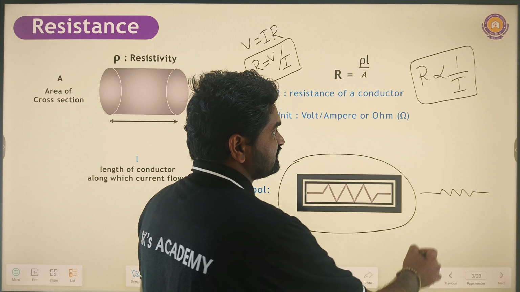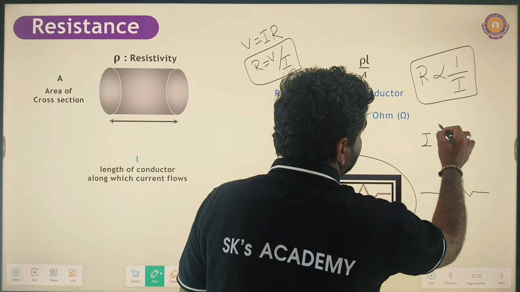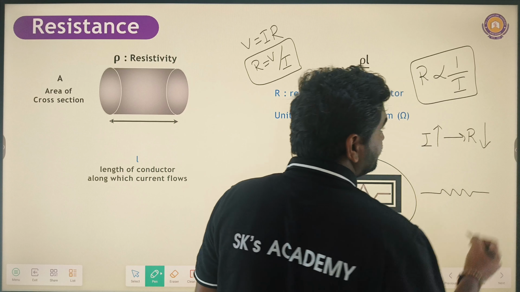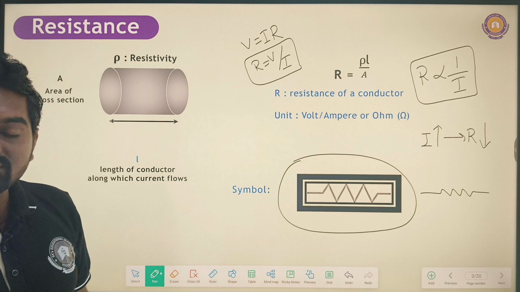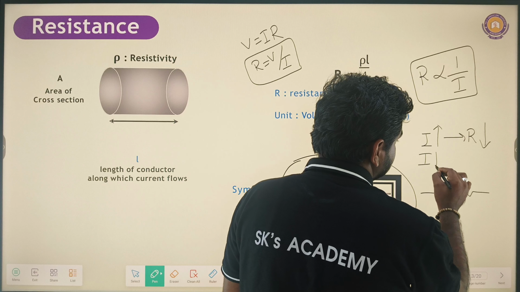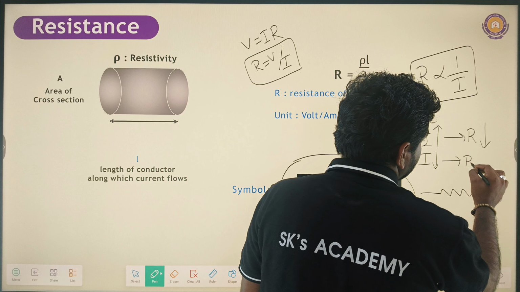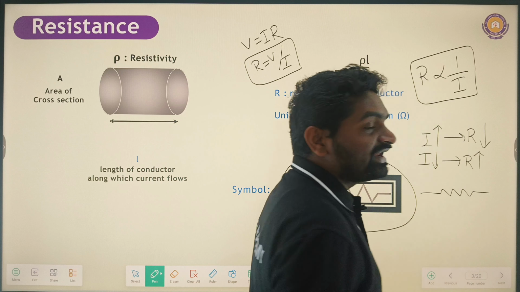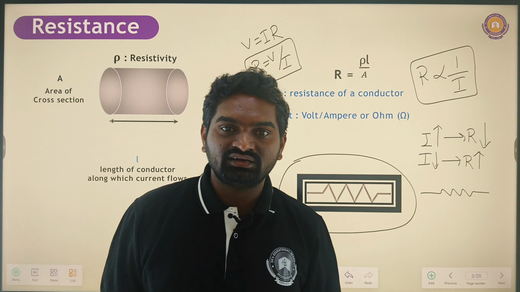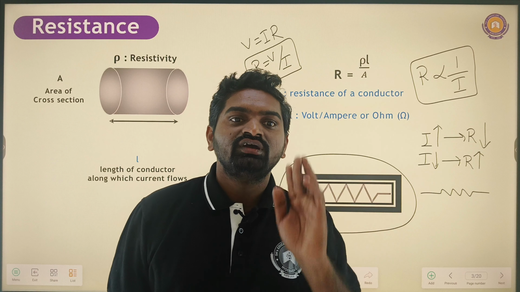For example, if current is increasing, resistance is automatically decreasing. If current is decreasing, resistance is increasing. Simply, resistance is opposing the flow of electrons, opposing the flow of current.